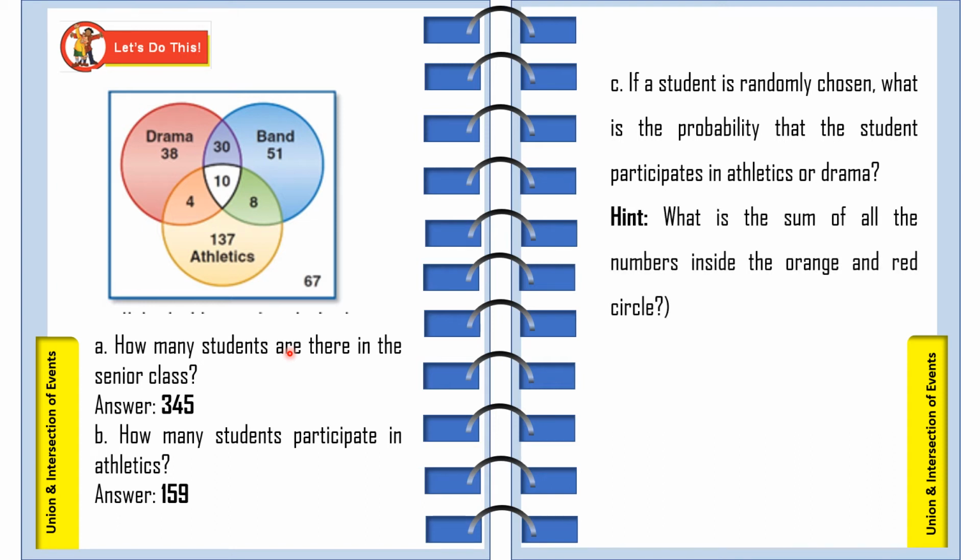Okay? Next question. If a student is randomly chosen, what's the probability that the student participates in athletics or drama? So, yung estudyante daw isasali sa athletics or drama. Ang hint natin dito, what is the sum of all the numbers inside the orange and the red circle? Kunin mo lang daw yung sum of all the numbers inside the orange and red circles, kasi ang tinatanong ay athletics or drama. So, pag may or, yes, nag-a-add tayo.